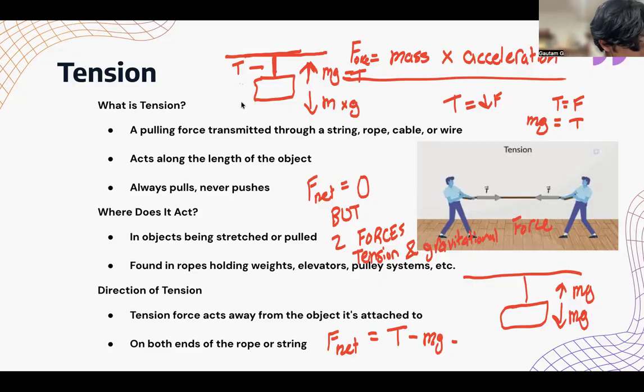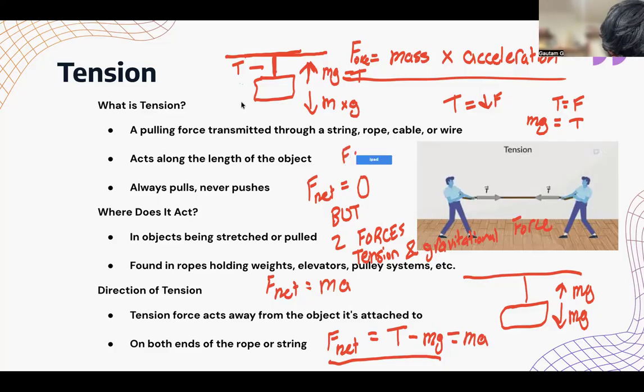Usually you'll have it like this, right? F net equals ma, because we know the net force is equal to mass times acceleration, right? And tension minus mass times gravity is also equal to the net force. So let's do this: F net equals ma, but F net in this case also equals T minus mg.